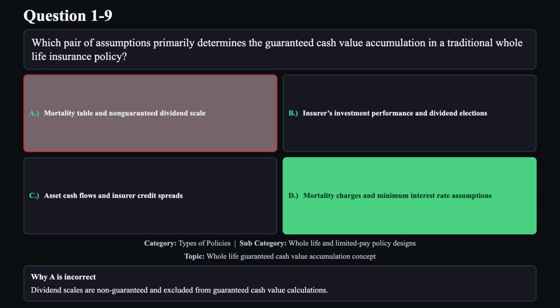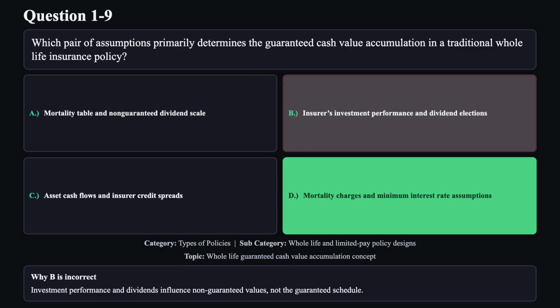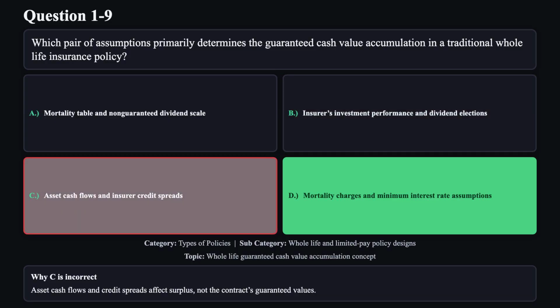Reason A is not correct. Dividend scales are non-guaranteed and excluded from guaranteed cash value calculations. Reason B is not correct. Investment performance and dividends influence non-guaranteed values, not the guaranteed schedule. Reason C is not correct. Asset cash flows and credit spreads affect surplus, not the contract's guaranteed values.